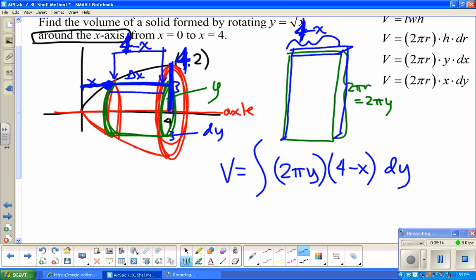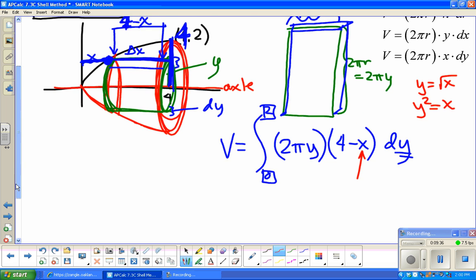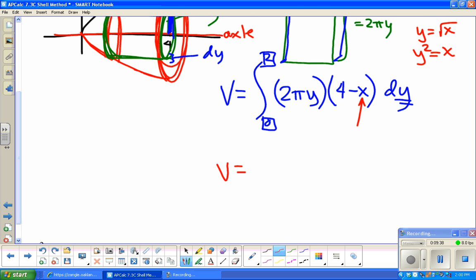And then we're going to add all of those up, and since this is about y, these are supposed to be about y. That's why I kept thinking 2, from 0 to 2. And the only problem is that this is not about y, that's x. Well, if y equals the square root of x, then x would have to equal y squared. So this really is going to be, I'm going to rewrite it one more time: 2 pi y times (4 minus y squared) dy.